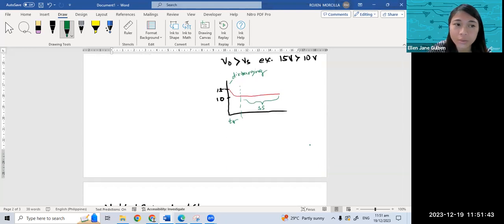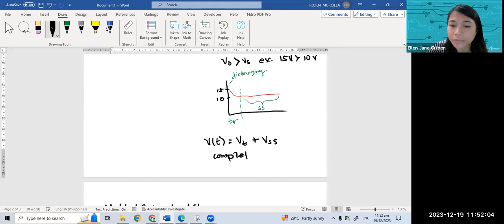So, we can actually do another method now. v(t) is equal to V transient plus V steady state. This is what we call the complete response.